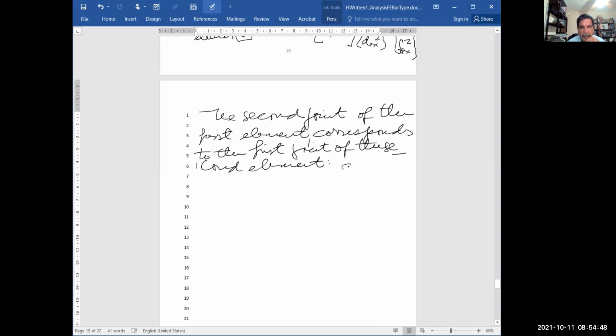So we say D2x, the displacement of the second joint of the first element, has to be equal to D1x of element 2. Now, what else? This is what we call continuity.